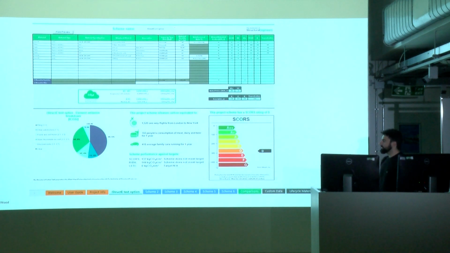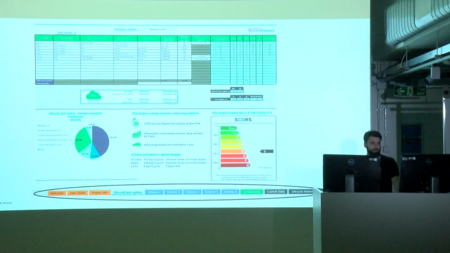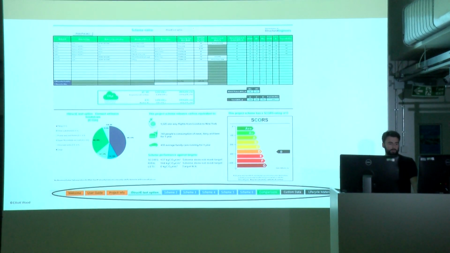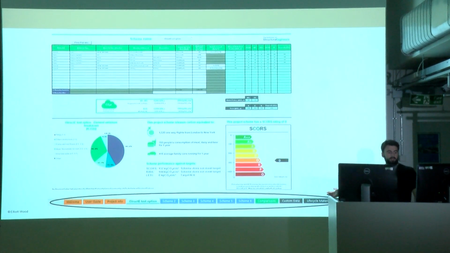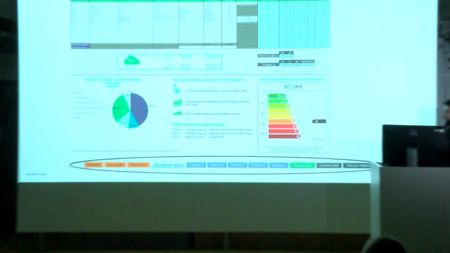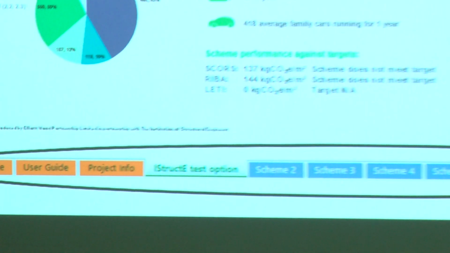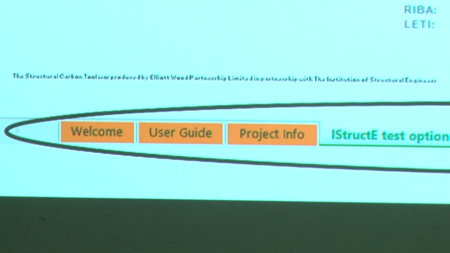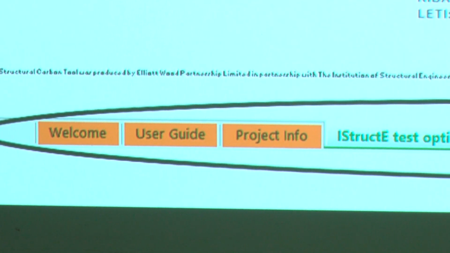Structural carbon tool, here it is. This is what you're greeted with as a scheme page. I'll talk through a couple of the key features of the tool. We have here the scheme input page, and at the bottom you've got a number of tabs indicating what sheets are available to you. All fairly self-explanatory when you have the welcome and the user guides on how you can use it.